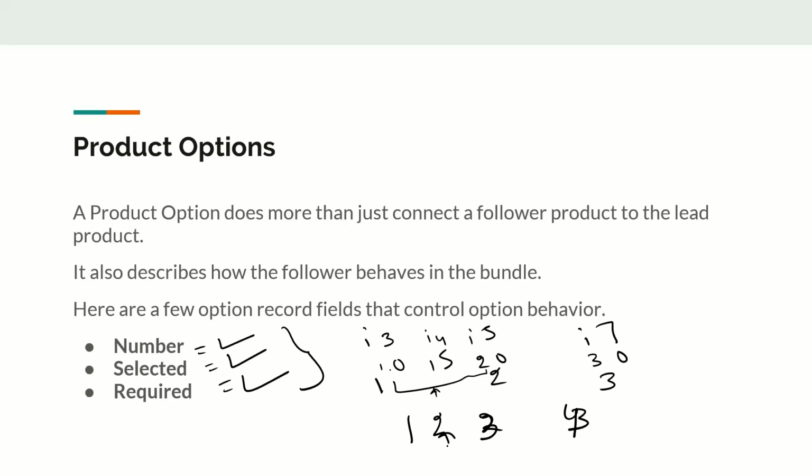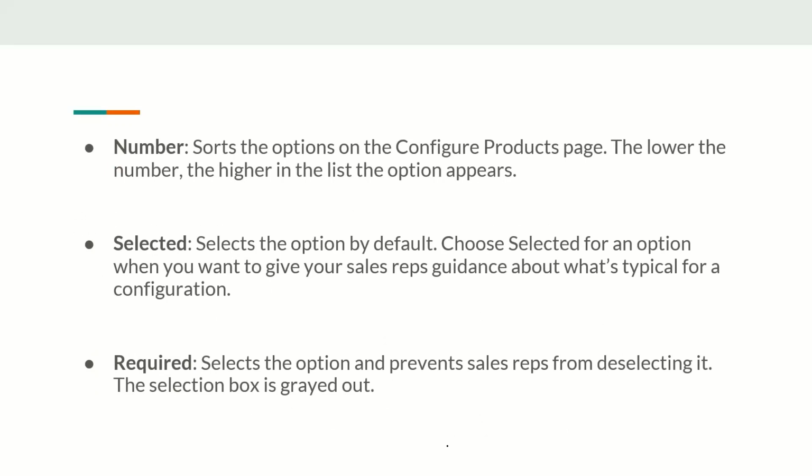So we have an option, if there is any new product option that we want to showcase in between, then we can number it accordingly. Next, number sorts the options on the configure products page. The lower the number, the higher in the list the option appears. So first, the product option whose number is lower will be visible.